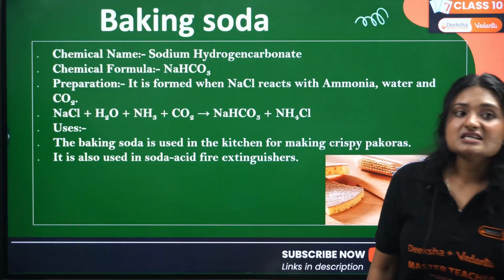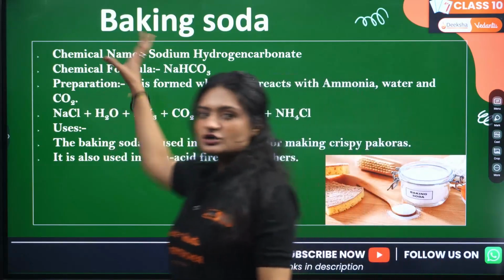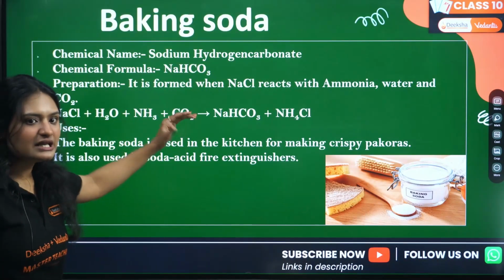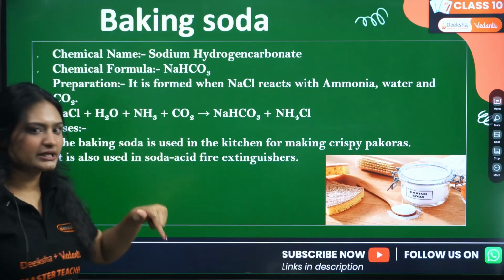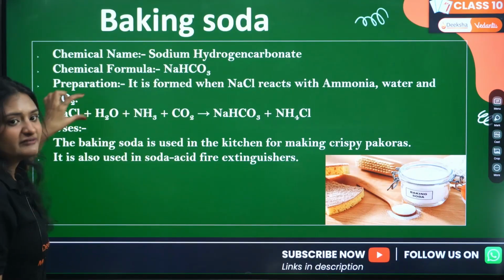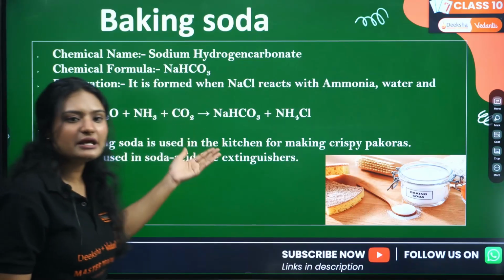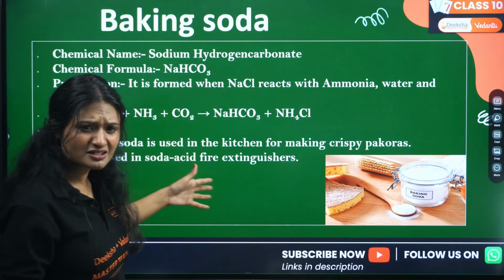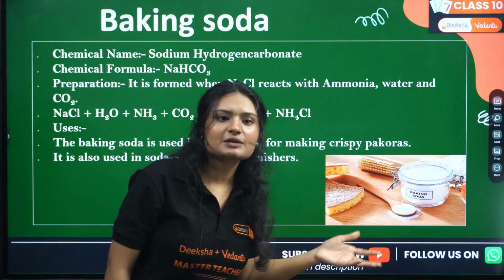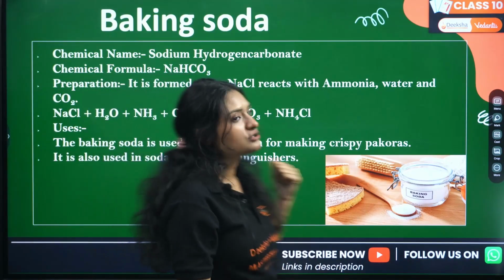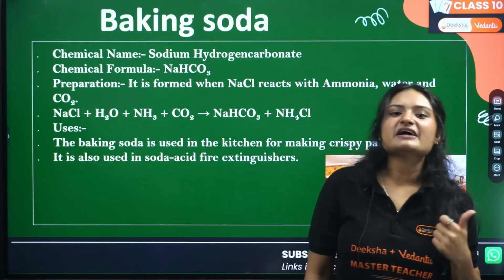You synthesize it by how? This process is called the Solvay process. This one and one more reaction that is in the next slide. So sodium chloride, we take a brine solution and we put ammonia and we pass carbon dioxide gas through it, and what we get, my dear kids? We get sodium hydrogen carbonate. That is our baking soda. It is used for making crispy pakoras and also as a soda acid fire extinguisher.